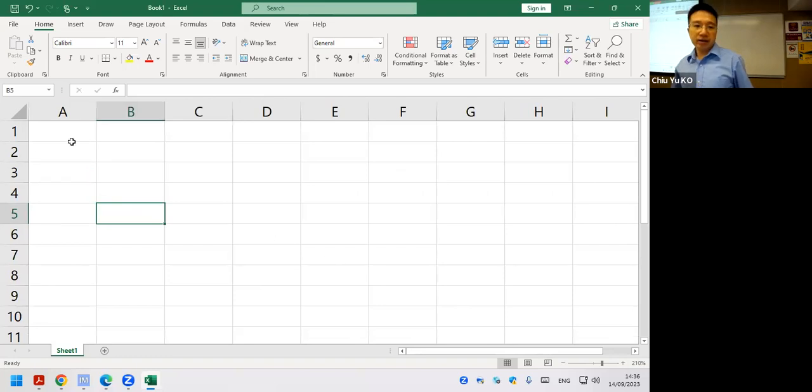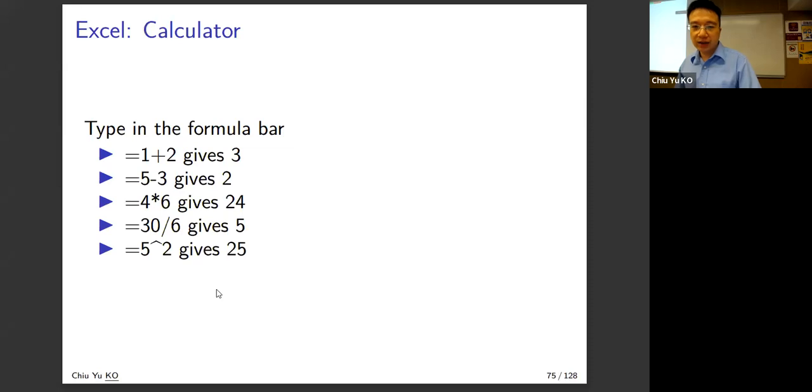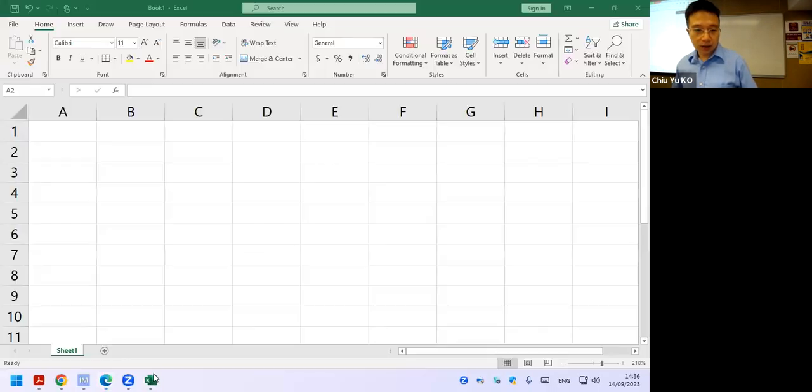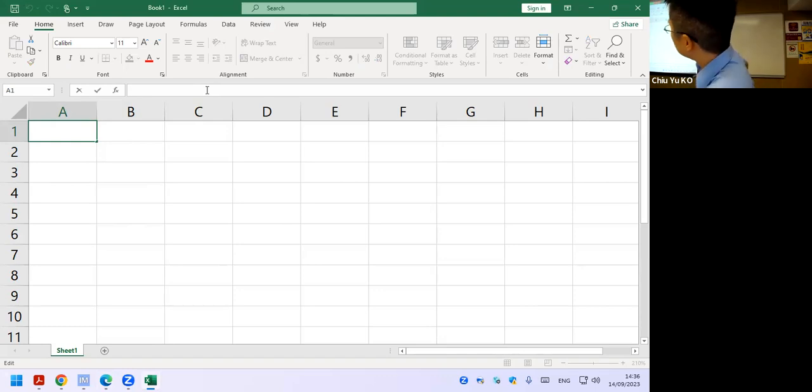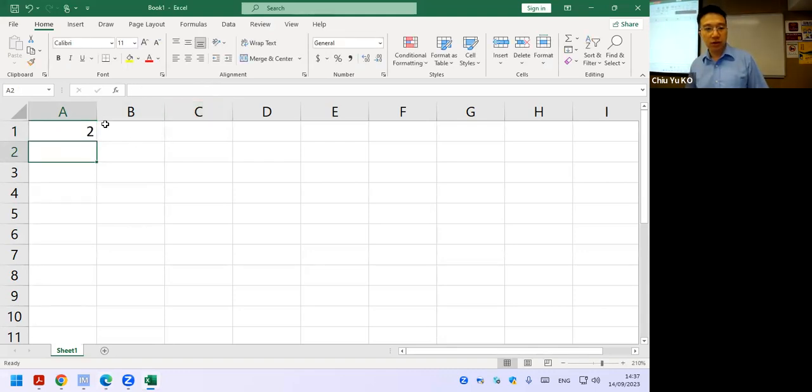Let me follow the structure that we cover in the slide. First, I just use Excel as a calculator to familiarize ourselves with it. I just type here, in case you have any questions, ask me. In order to do a calculation in Excel, you put an equal sign and do the standard thing you do in a calculator, right? So 1 plus 1 is 2.